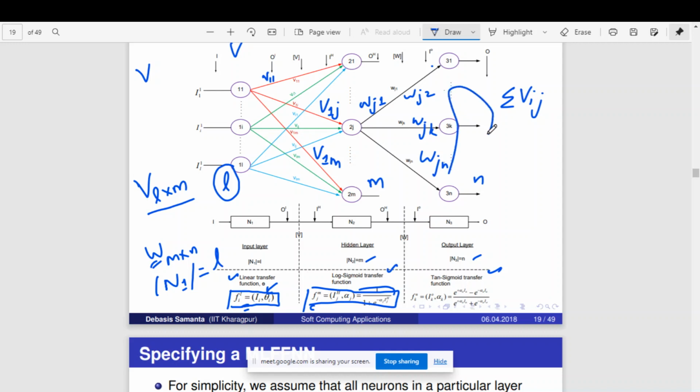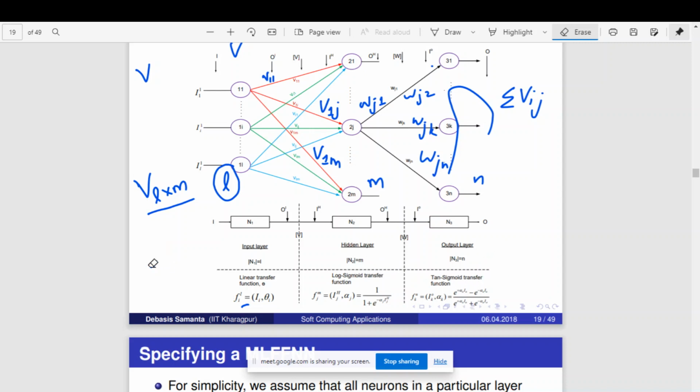So what is the activation function used in the input layer in our case? What is meant by a linear transfer function, what does it do? It checks a threshold value. If it is greater than the threshold, it is 1, otherwise it will be 0. And what is the activation function we are using for the hidden layer? And what is the activation function we are using for the output layer?